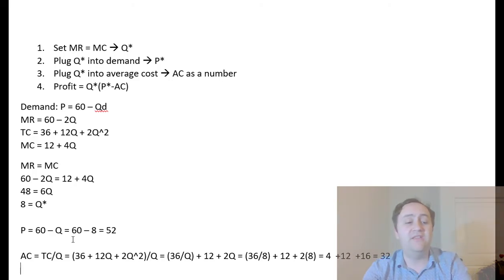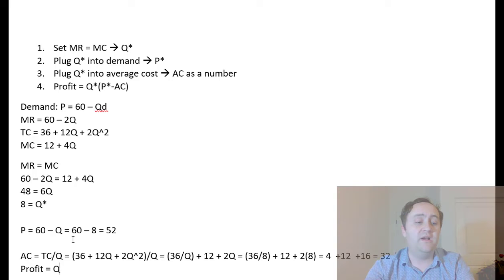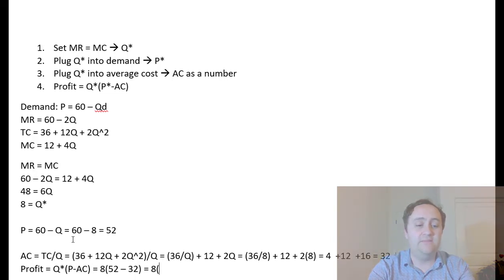And then finally, we can plug everything into our profit. Profit is quantity times price minus average cost. Right? The number of units we sell times the average amount of profit we make on each unit is the total amount of profit. So our quantity is 8. Our price is 52. Our average cost is 32. So we get 8 times 20, or 160 units of profit.